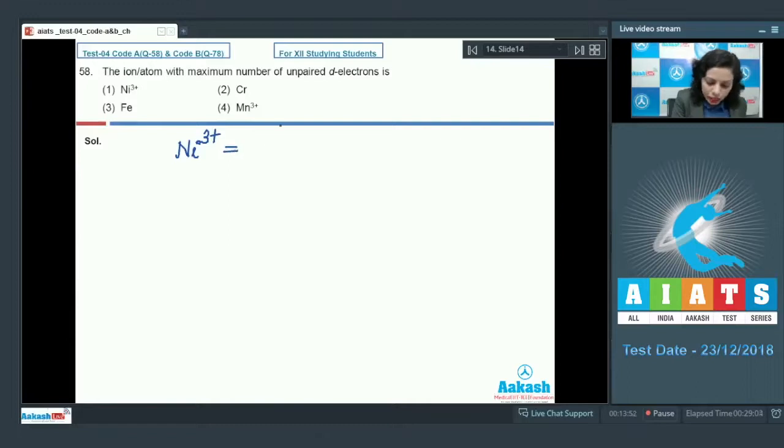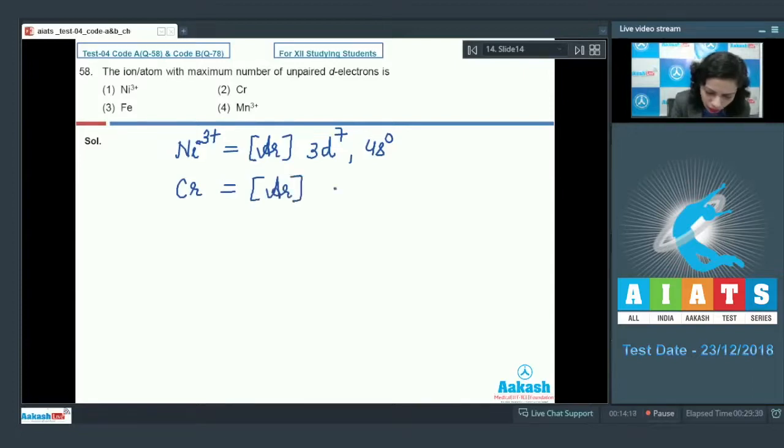In this case, the electronic configuration would be argon 3d7 4s0, because we are forming here the Ni3 plus species. In case of nickel, the outer electronic configuration is 3d8 4s2. So in case of Ni3 plus, it becomes 3d7 4s0. Further, we have chromium atom. For this, the electronic configuration is 3d5 4s1.